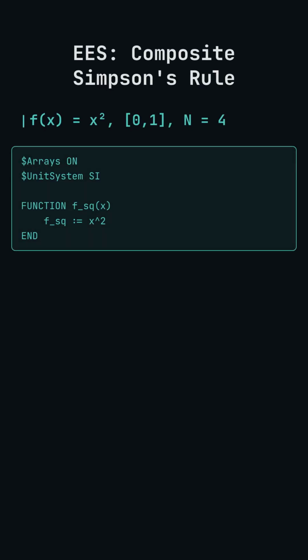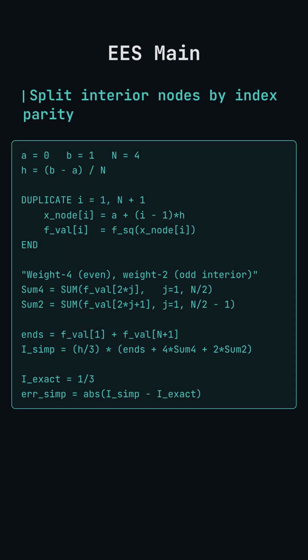Same setup as the trapezoidal code. Same function, same node array. Build the same node array as before. Then split the interior nodes into two groups by index parity. The even position group gets weight 4. The odd interior group gets weight 2.